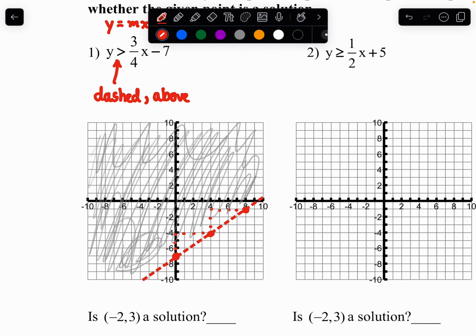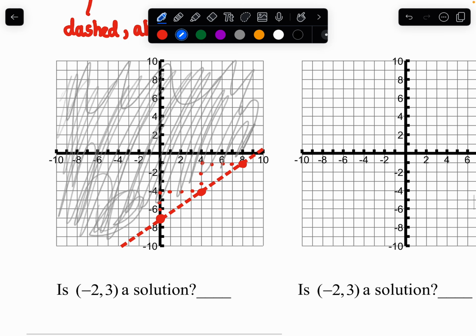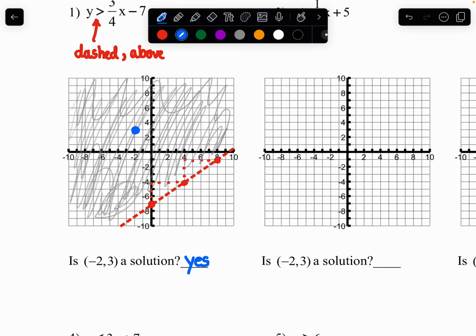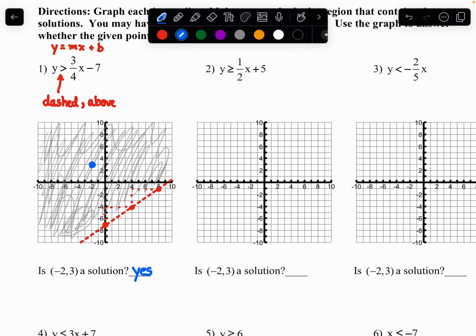Now I'm going to ask one additional question here, and that is, is -2, 3 a solution to this one? And if I go here, -2, 3 would be this blue point right here. That is in the shaded region, so I'm going to say yes. If that were in the non-shaded region, I would just say no. So make sure you are locating the point correctly.